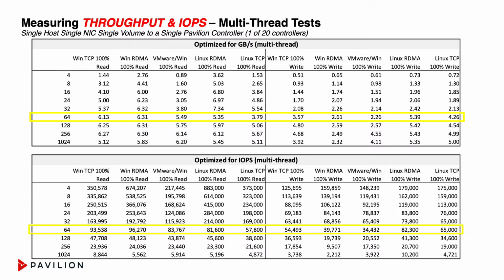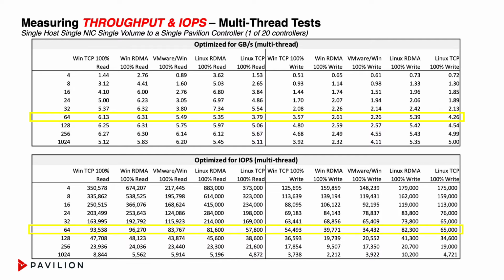So again, I've highlighted in yellow 64K block size, as it is a typical SQL Server block size. So as you can look through this, you can see the various throughputs it gets for each one of the particular block sizes based upon bare metal Windows or Windows inside of VMware. And again, Linux is there from a reference perspective. So now let's turn it over to Phil.